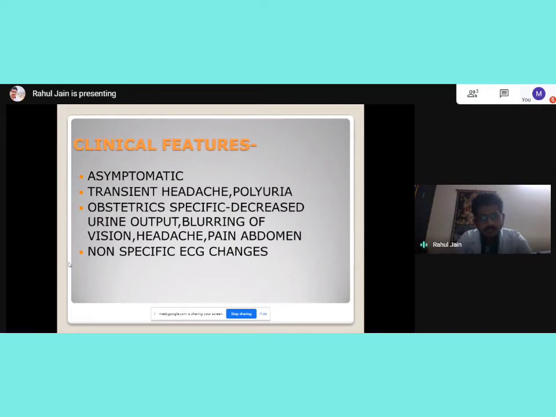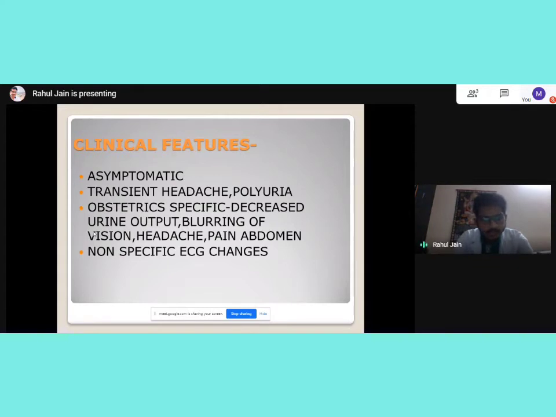And we'll come to the clinical features of hypertension. Most of the time hypertension is an asymptomatic problem. So the patient won't have any symptoms at all. It will be detected on a routine basis. And rarely the patient can present with transient headaches and polyuria.